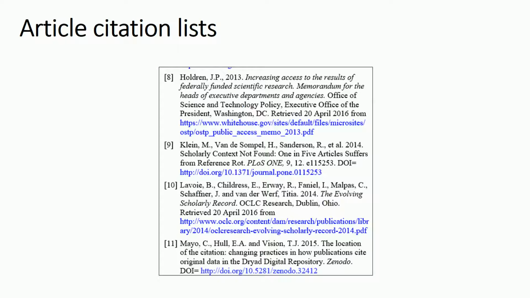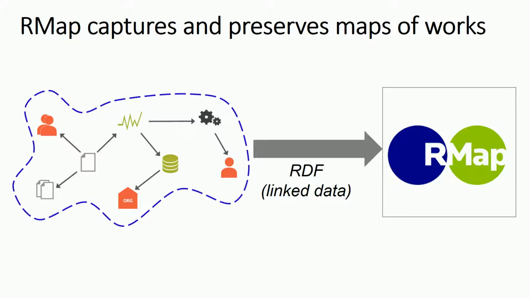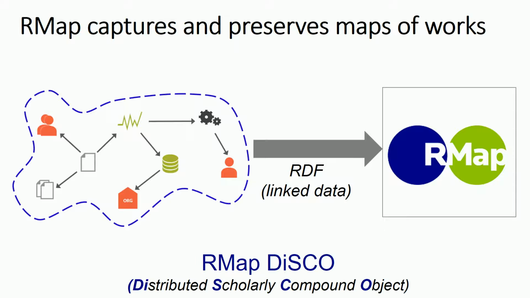So you can see how an article citation list could be quite restrictive if you're trying to capture this new complexity. And that's where RMap comes in. So what RMap allows you to do is express the map of works as linked data, and then capture and preserve that map. And we call these maps DISCOs, which stands for Distributed Scholarly Compound Object. And just to note, the files themselves are not preserved, just the map that describes the connections between them.